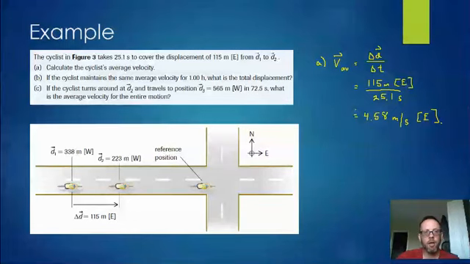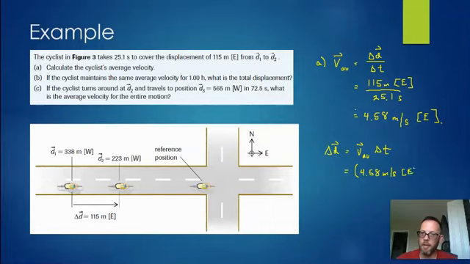Let's do B. So if the cyclist maintains the same average velocity for another hour, what is the total displacement? So in this case, we're going to be rearranging that formula, and we're looking for displacement. That would be V average times delta T, just rearranging that formula. And we know those two things. So we have our V average, 4.58 meters per second east, and I'm including the units here.